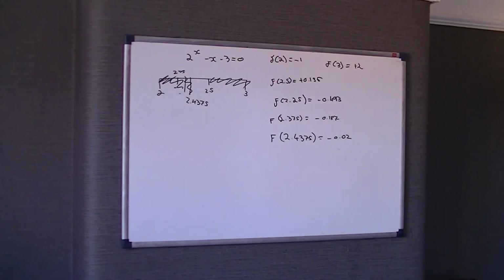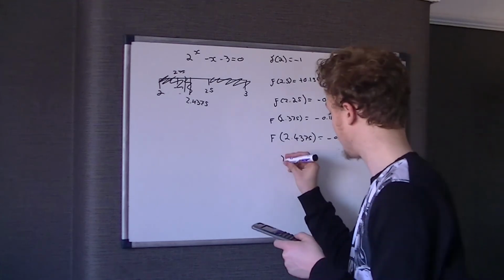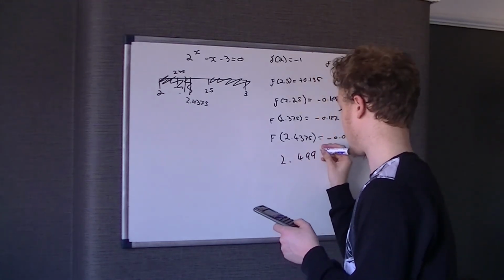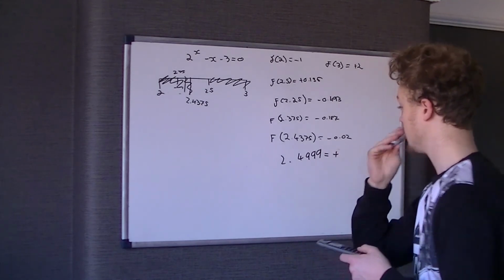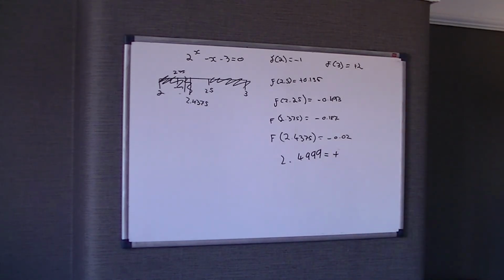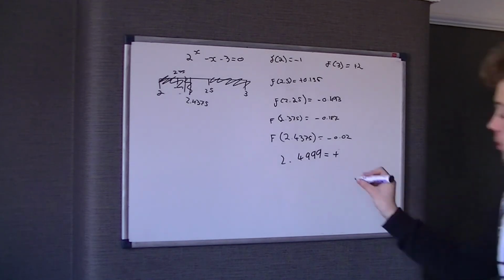Because if we did 2.4999, I'll do that now for you. So 2 to the power of 2.4999, take 3, we get a positive answer. Oh, sorry. So if you did f of 2.4999, you get a positive answer. So therefore the change of sign occurs between 2.4 and 2.45.